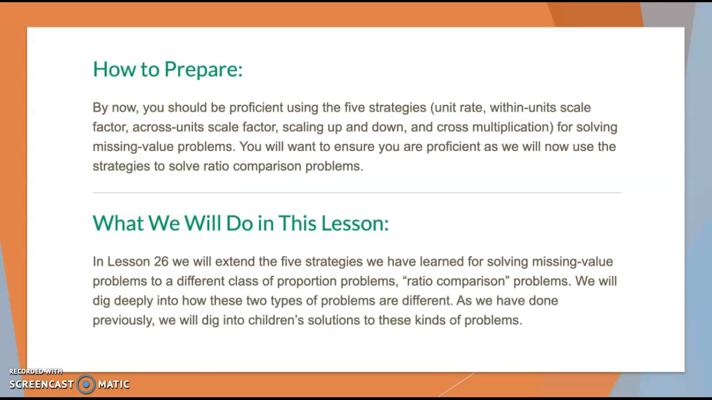All right, how to prepare and what will you learn? So now you're getting more and more proficient and comfortable using the different strategies: unit rate, within unit scale factor, cross unit scale factor, scaling up, scaling down, and cross multiplication. You heard my tone of voice change. It never hurts to use different voices, different intonation, different volume even. And we're using these different strategies to solve missing value problems.